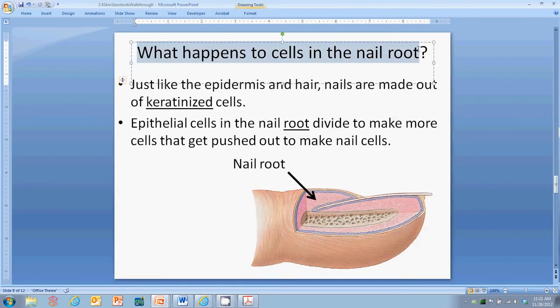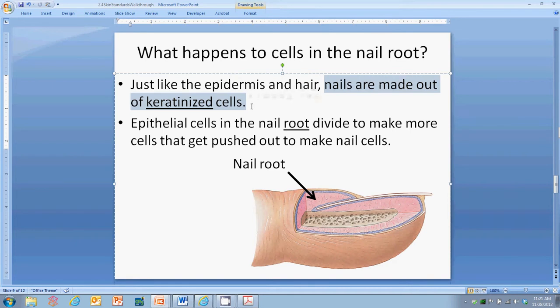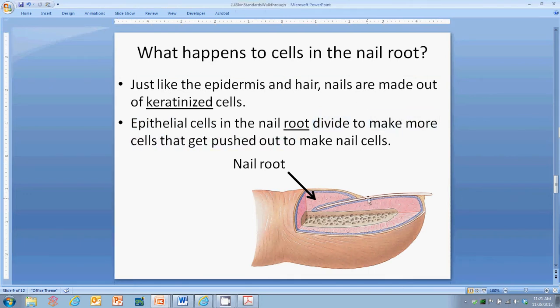What happens to cells on the nail root? So just like the epidermis and just like hair, nails are made out of keratinized cells, meaning in the nail root, epithelial cells are going to divide and make more cells. So starting here, cells are going to divide, and new ones are going to get made and pushed out to be the nail. And they're going to start going through the keratinization process. That is the nail root.